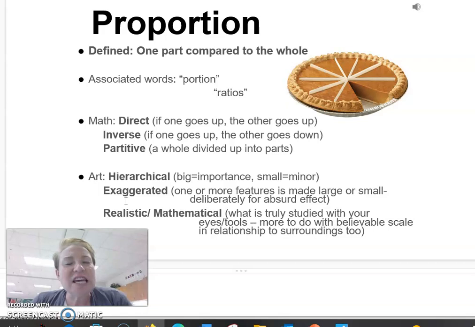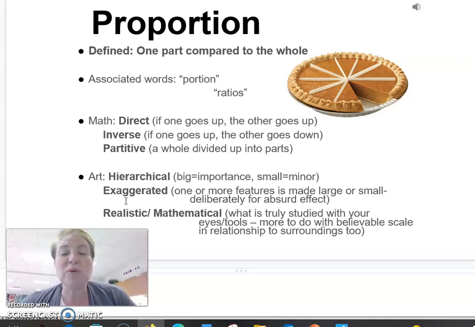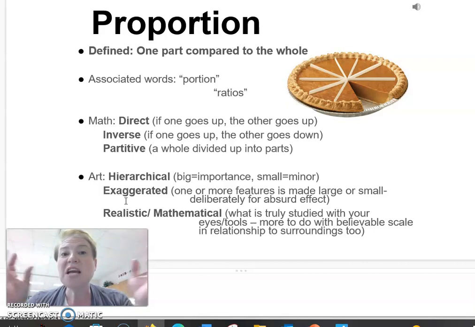Think about a hierarchy in social studies class where something may be of more importance, like the emperor is more important than the government officials who are more important than their workers. Okay, and that's a hierarchy looking at the importance. And so people who are doing art proportionally for hierarchical proportions make the most important things huge and the least important things small. Egyptians were really famous for doing this.